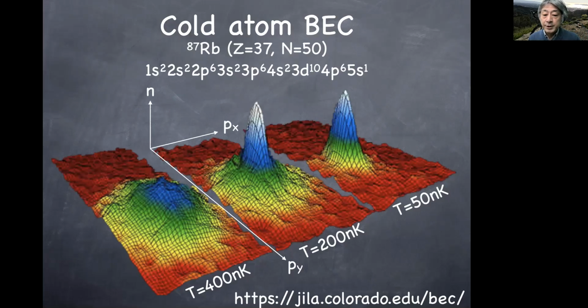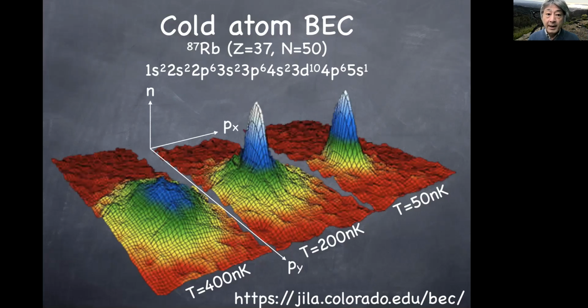And this experiment was done by the group of Eric, name escaped me now, Eric Wieman at the University of Colorado, and he received a Nobel Prize for this work on Bose-Einstein condensate. And they used this rubidium atom. And many of these experiments use alkali atoms.